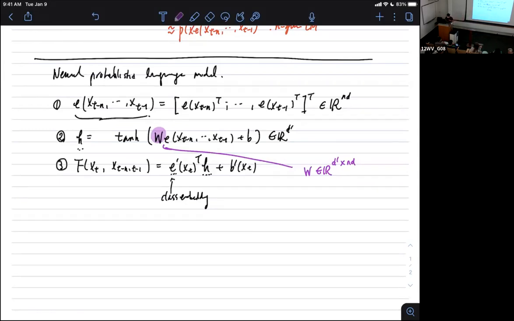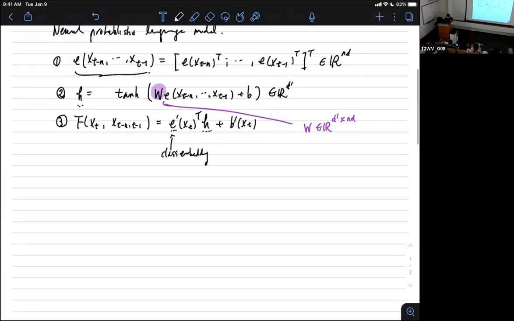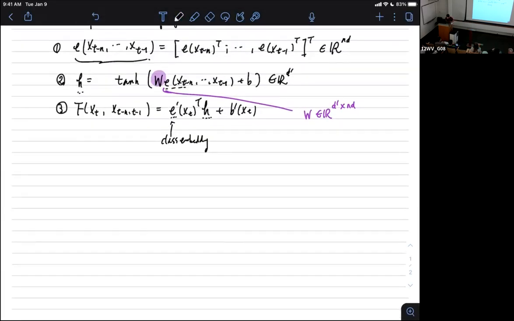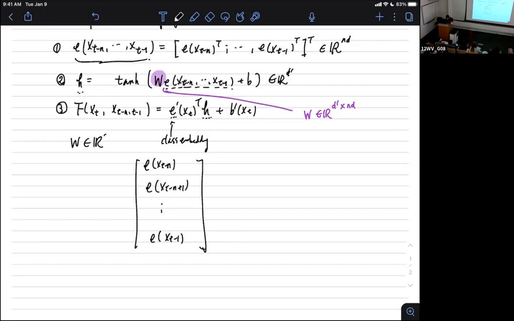So let's just think about it once more. I'm going to give an example. We said that we are going to use a column vector. So if we rewrite it, xt minus n, xt minus n plus 1, all the way to xt minus 1. Now what do we have here? We have a very large weight matrix, whose size is d prime by nd. And what this means is that we have d prime many rows.